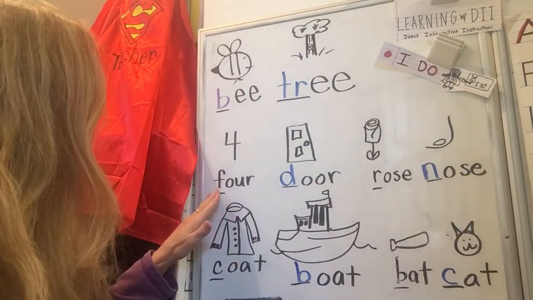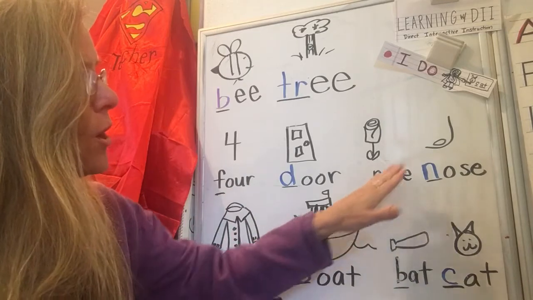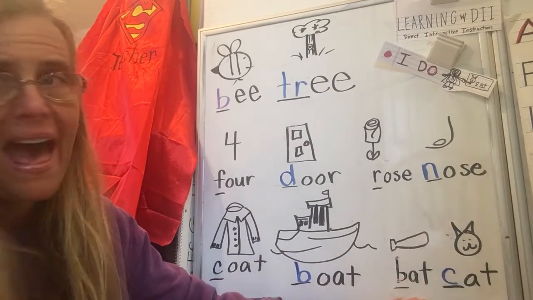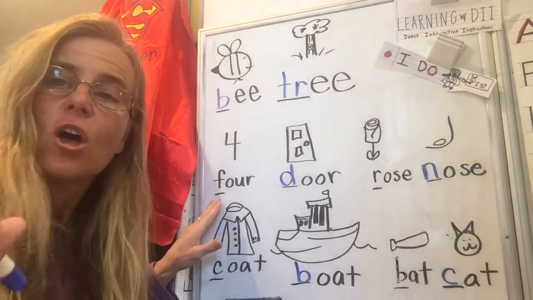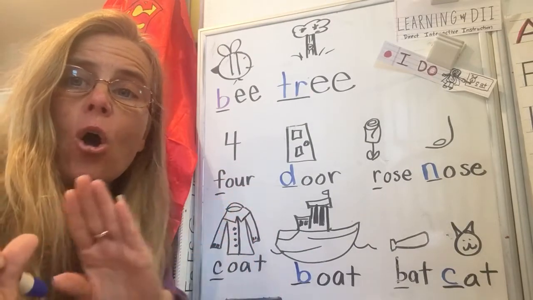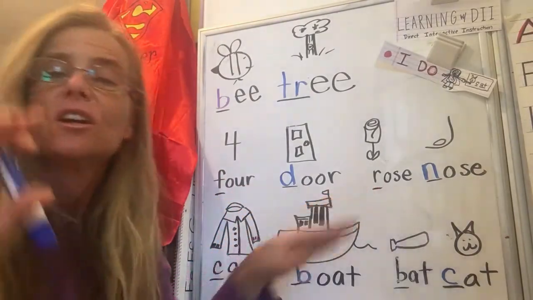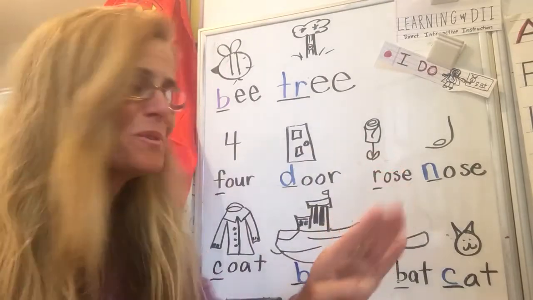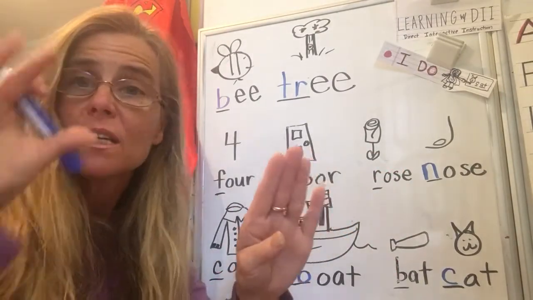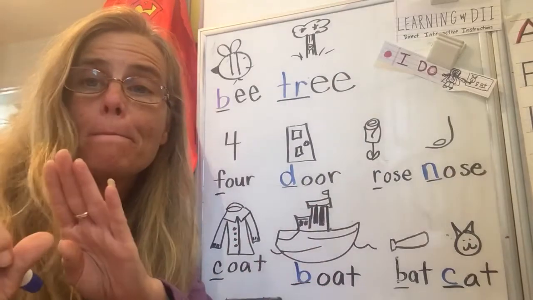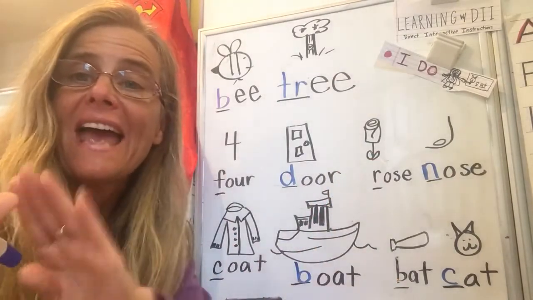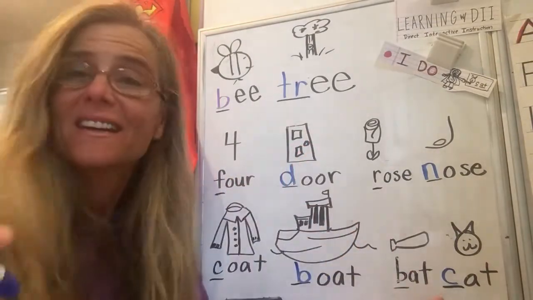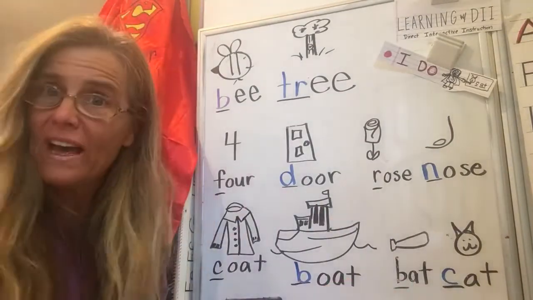So let's read them. For door, rose, nose, coat, boat, bat, cat. D, or, door. R, O's, nose. K, oat, coat. B, oat, boat. B, at, bat. K, at, cat. Wow, that was pretty cool.